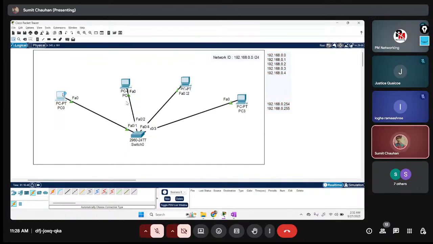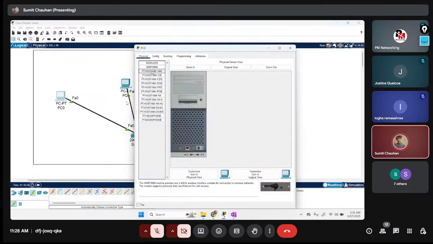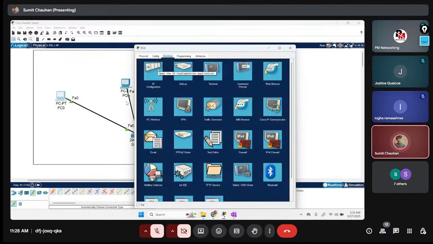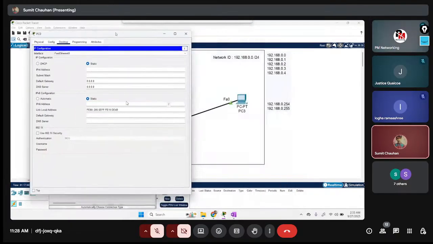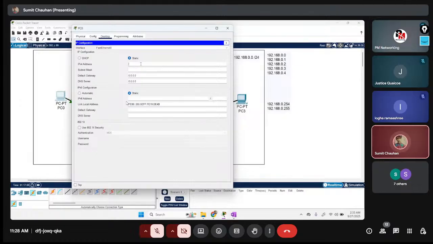You go on your computer A, click it here, then a pop-up will open and you will see multiple options. This is a logical representation of your computer inside a network. You can see multiple ports. Go on the desktop option. Your first option you will see is IP configuration. As I mentioned, you have multiple IP addresses inside your network. We have multiple options, DHCP and static. Right now you need to check the static option.